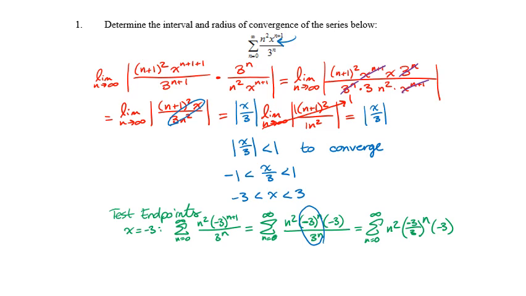So that's the sum from n equals 0 to infinity of negative 1 to the n times n squared times negative 3. Well, according to our nth term test, this diverges because the limit as n approaches infinity of this term is not equal to 0, right? It'll go off forever and ever.